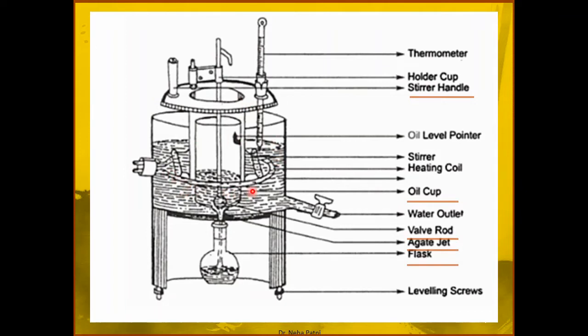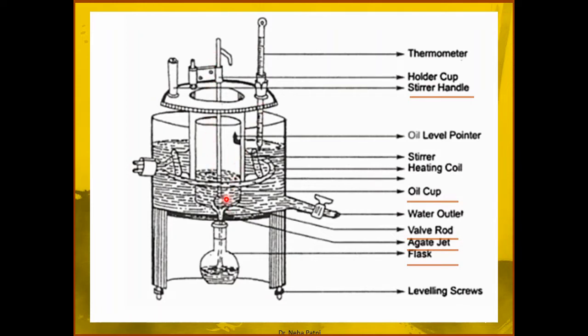Now to take the first reading, you have to fill this oil in this cup till the pointer. Obviously put the valve rod at its place before doing that, then fill the oil and then put a thermometer here. Now as soon as you see that the thermometer is showing some temperature, let's say 40 degrees, as soon as you get 40 degrees on the thermometer, you just pull the valve rod.